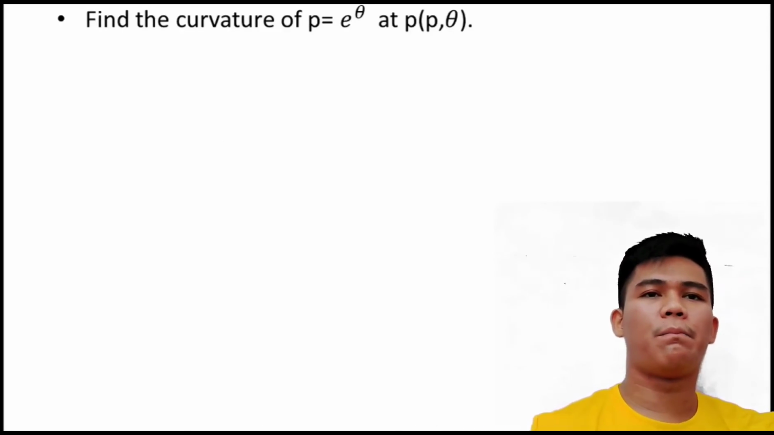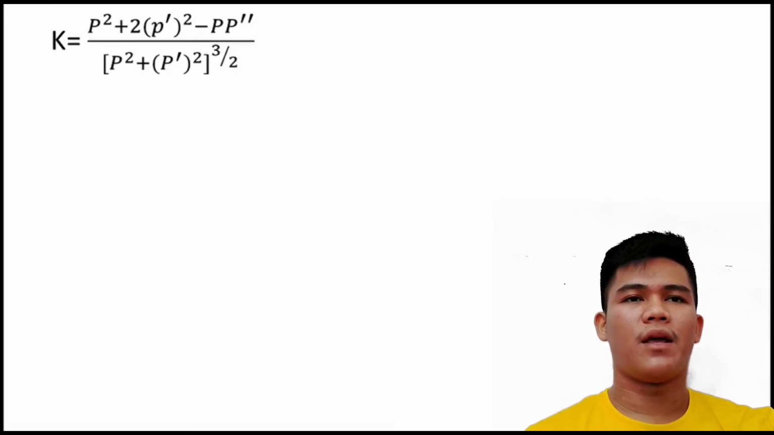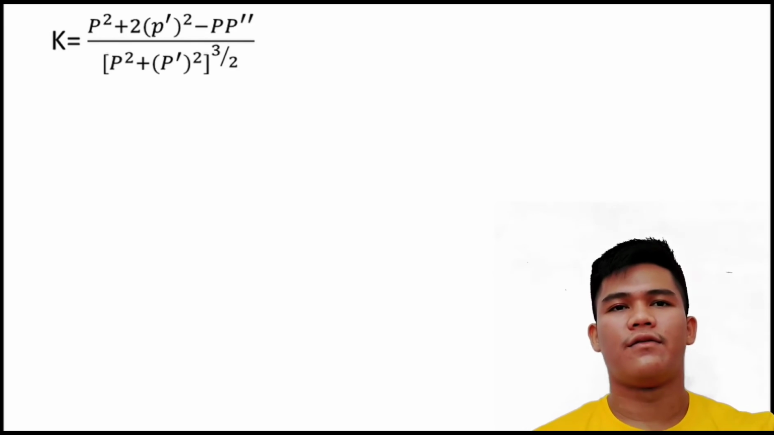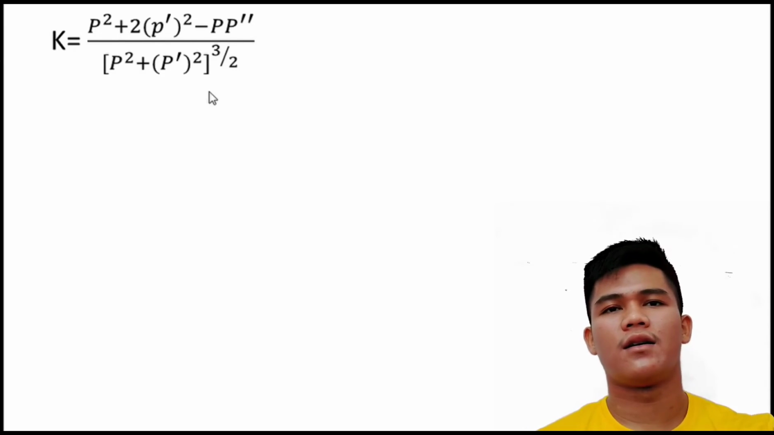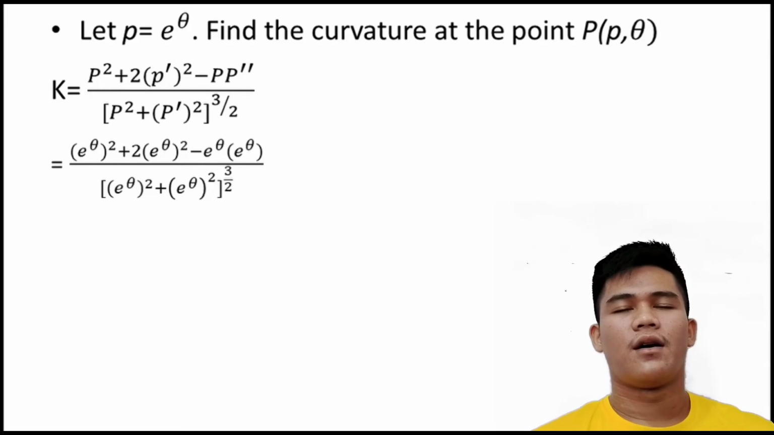find the curvature of r is equal to e to the power of theta at r comma theta. So okay, this is our formula. So let's begin. Let's substitute the value of r. So e to the power of theta squared, plus 2 times e to the power of theta squared minus e to the power of theta times e to the power of theta.